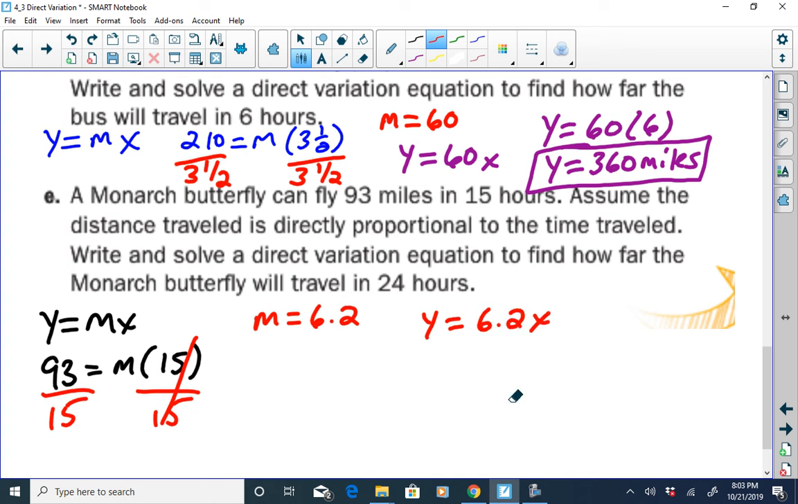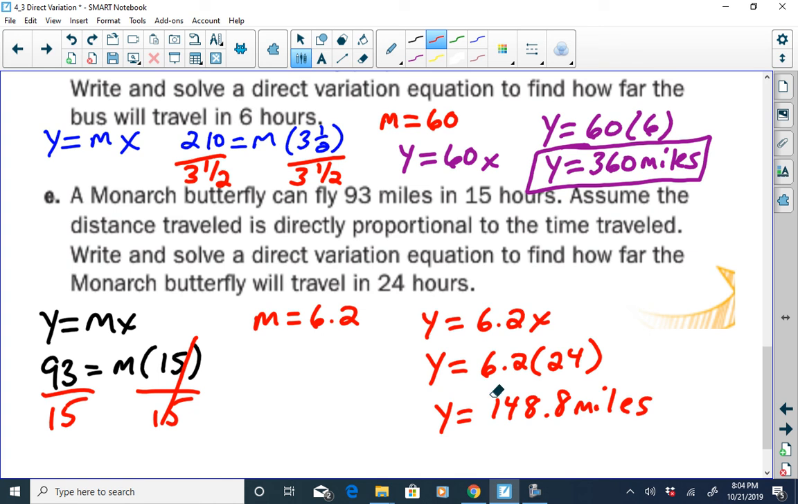Once we have the equation, we use the equation to find how far the monarch butterfly will fly in 24 hours. So y is going to be equal to 6.2, and we're going to replace x with 24. And when we multiply 6.2 times 24, we get the distance traveled is going to be 148.8 miles. The monarch butterfly will travel that in 24 hours.